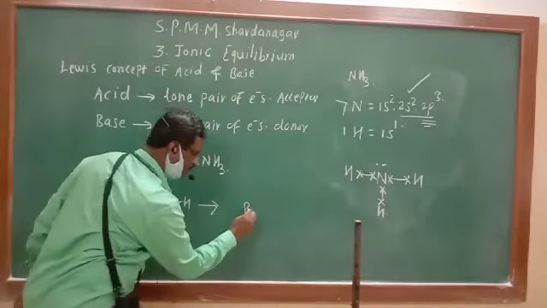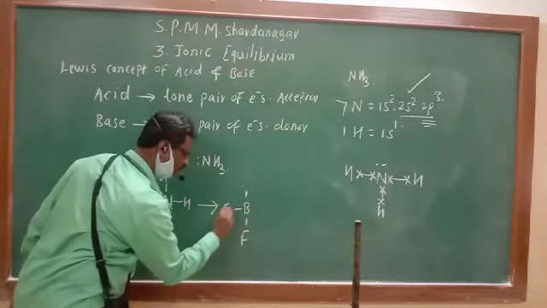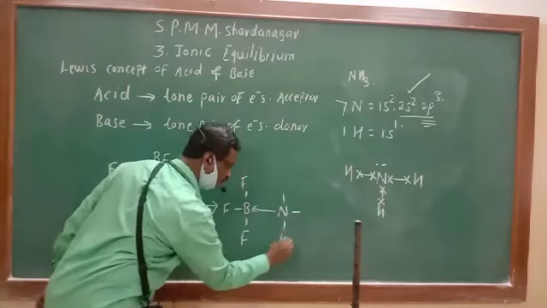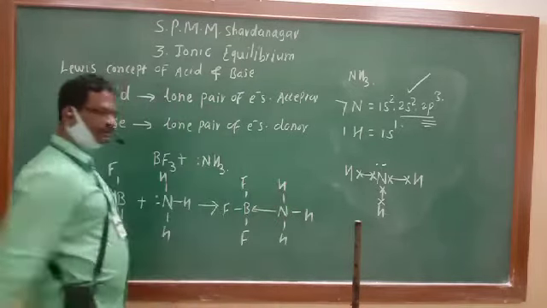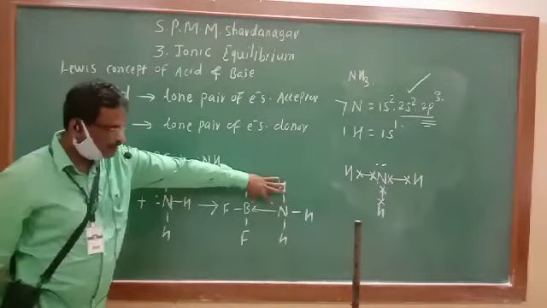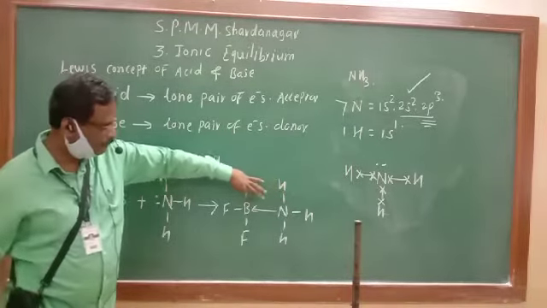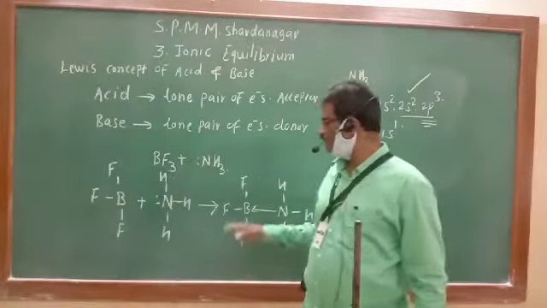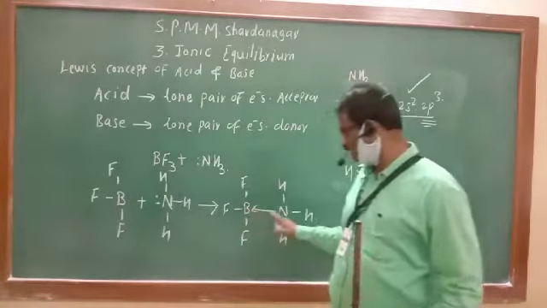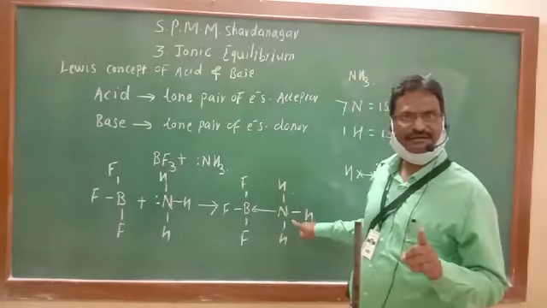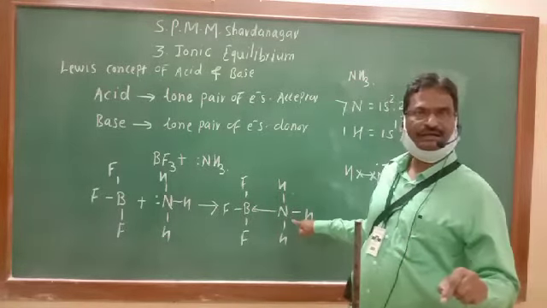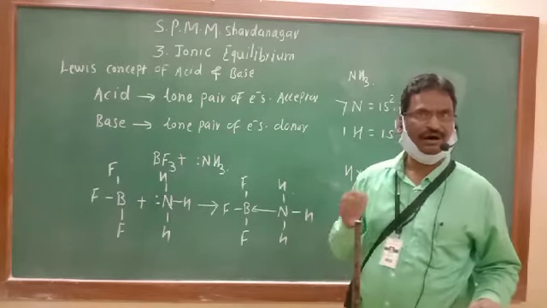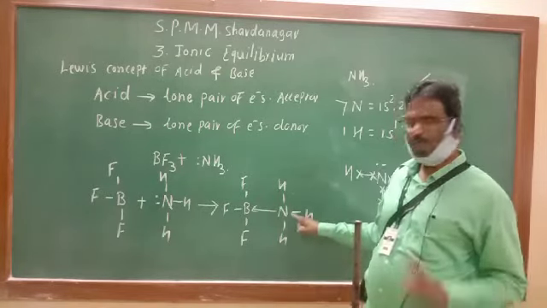is like this: BF3 NH3. This is a bond formed between boron and nitrogen. Now can you tell me, during the formation of bond between boron and nitrogen, is it equal sharing or unequal sharing? What is it? Unequal sharing.